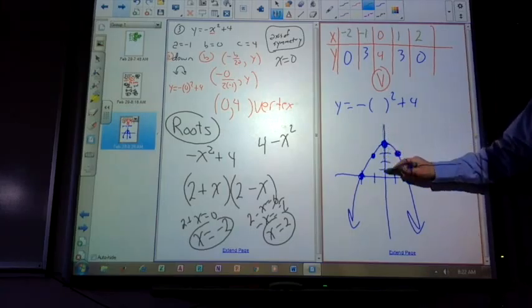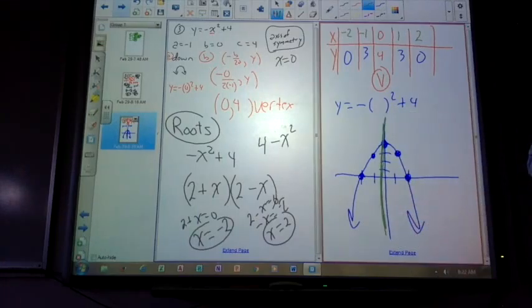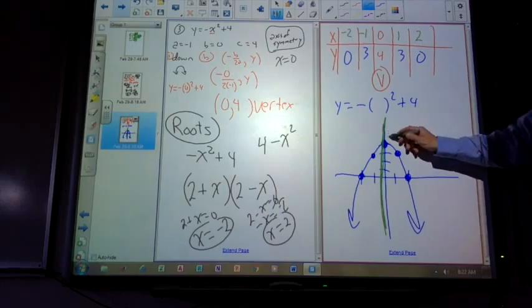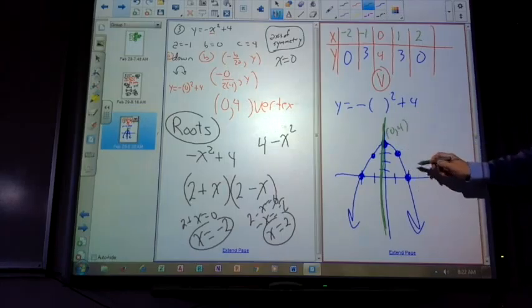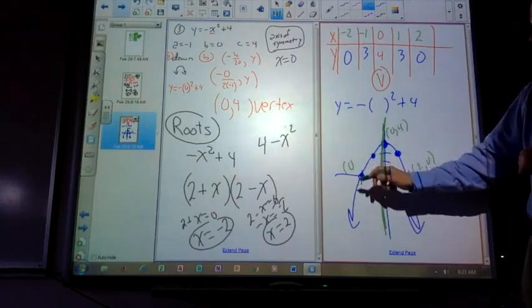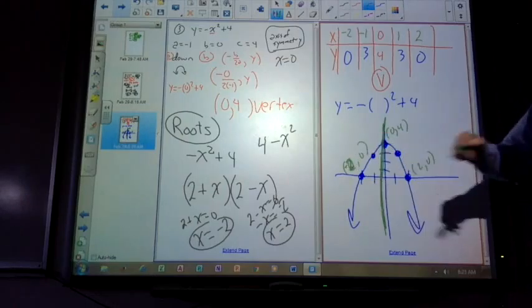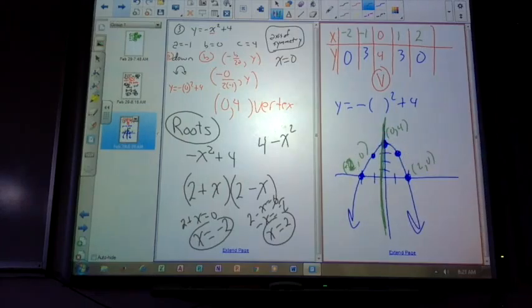We know my axis of symmetry does this. It's a vertical line right here, so you should draw it in. It can be dotted if you want. The vertex, just label it (0, 4). And yes, you can label those if you wanted to. You could label all the points if you wanted to, but if you're doing it on grid paper, it should come out nicely.